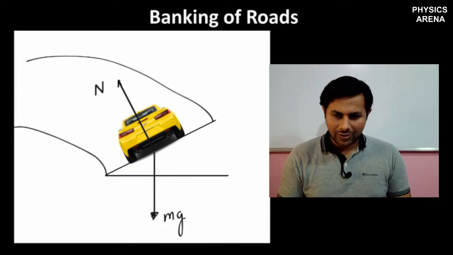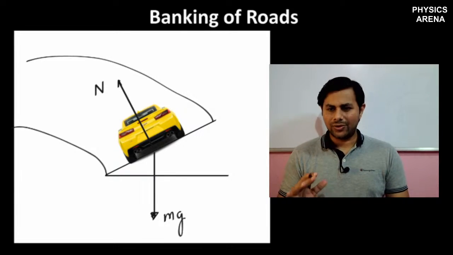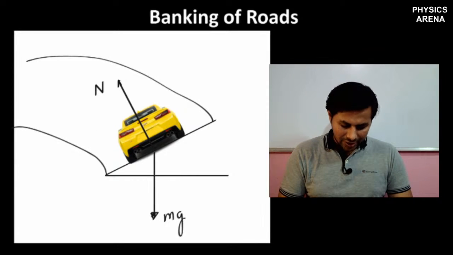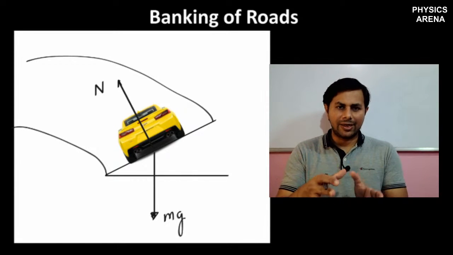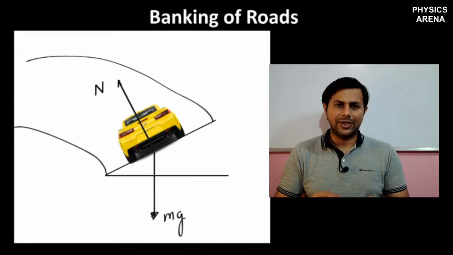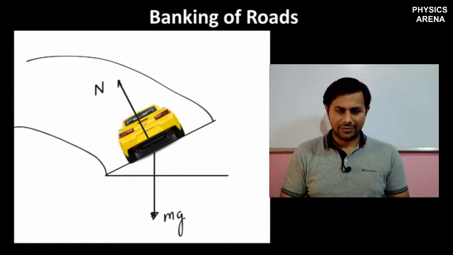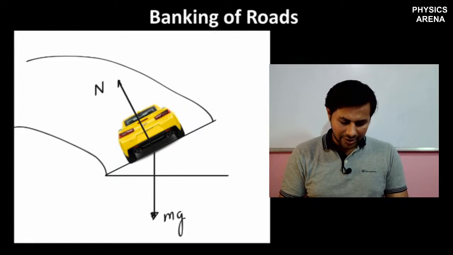In ordinary conditions, it will tend to skid down. If we just keep that car on that incline, it will tend to skid down. But now what's happening? The car is taking a turn.